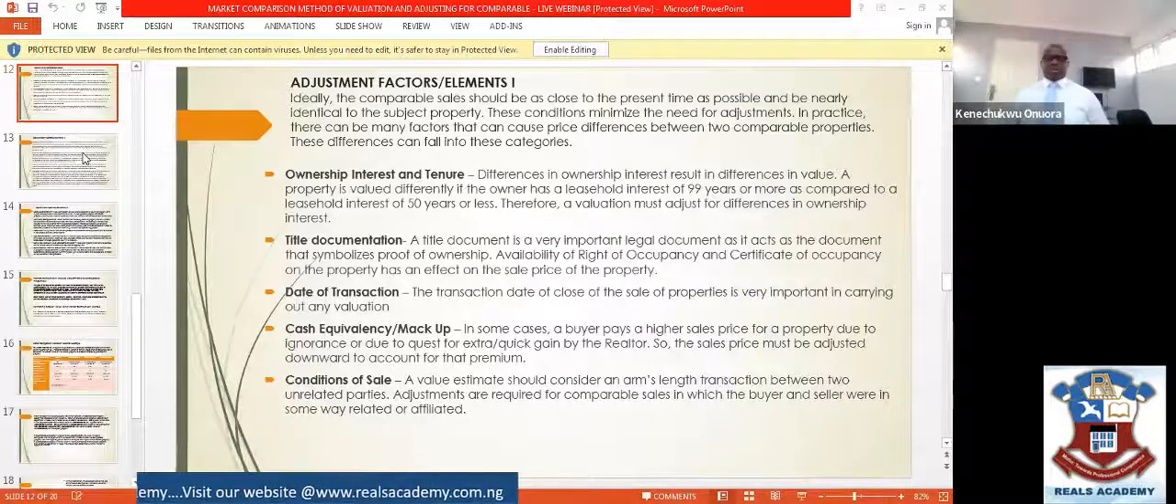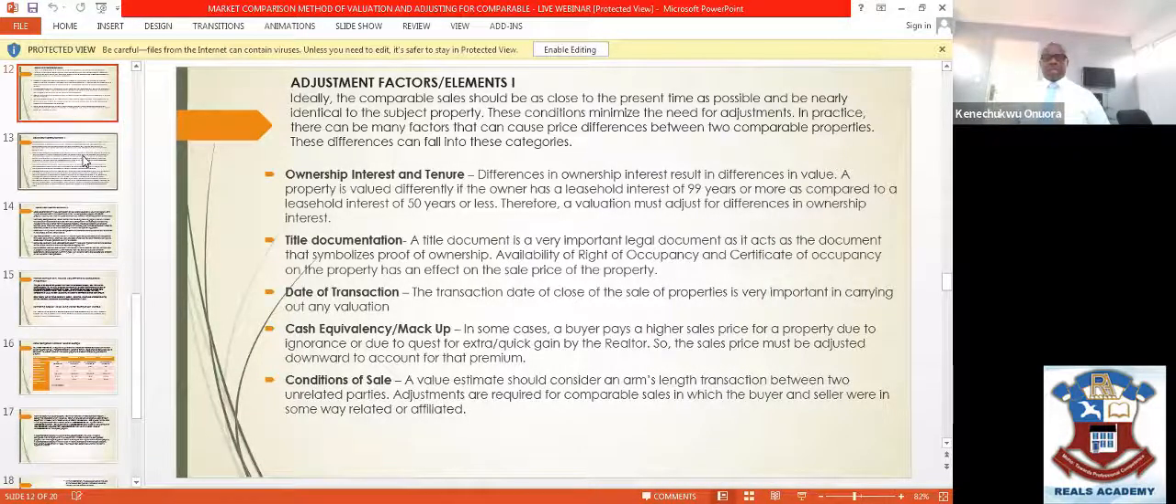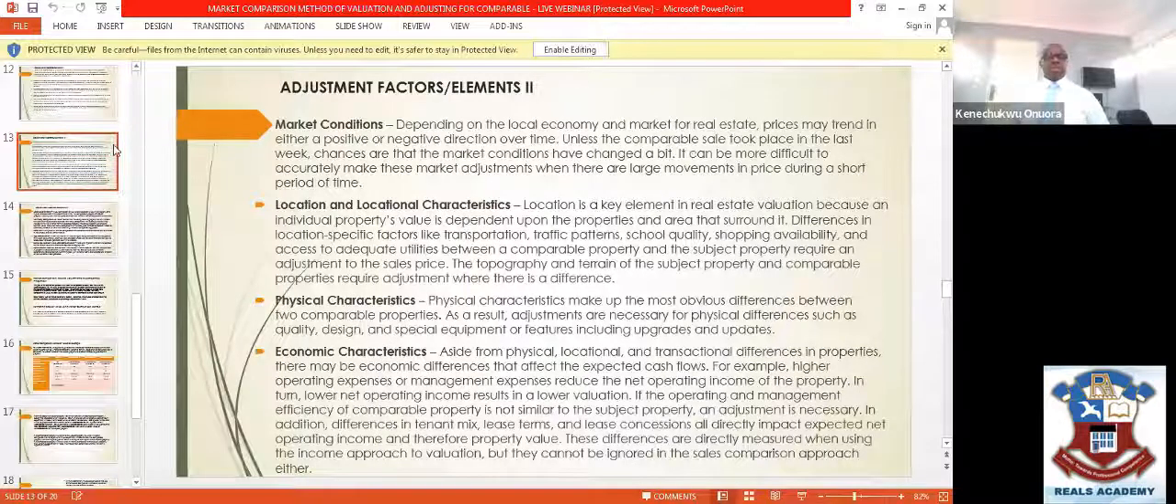Market conditions. What does the market conditions say? What is the situation?